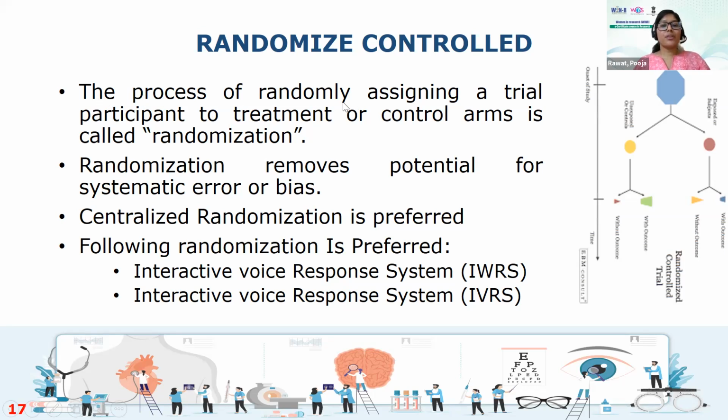The process of randomly assigning a trial participant to a treatment or to the control arm is called randomization. Randomization removes potentials for systematic errors or bias. Central randomization is preferred, and these are the following.